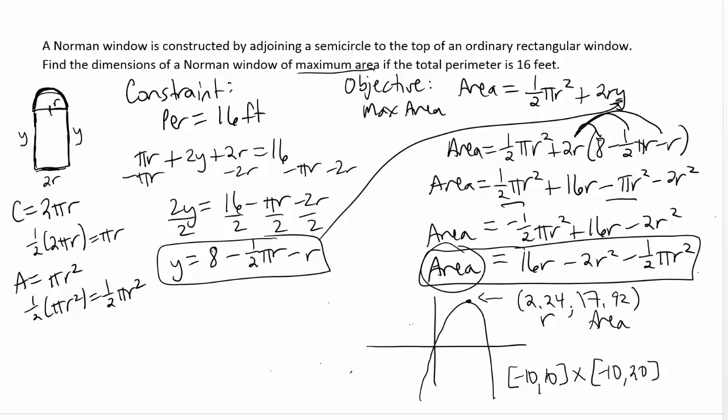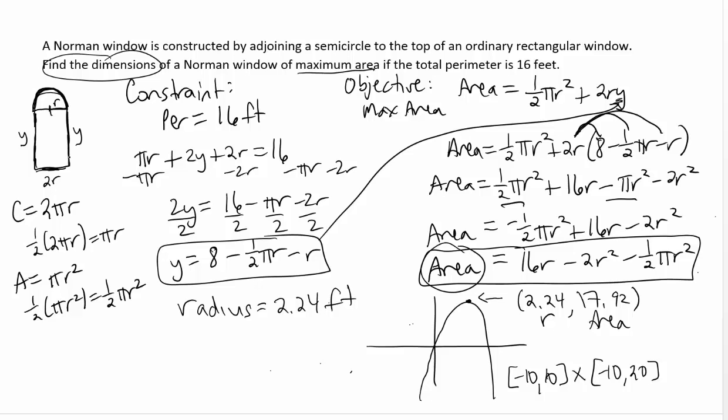So once we have the coordinates of our vertex, of our maximum, then we just have to look back at the original problem and figure out what it is they wanted to know. Did they want to know area, or did they want to know the radius and the other dimensions? Well, in this case, it wants the dimensions. So we know what the radius should be. The radius needs to be 2.24, and our units here were feet.